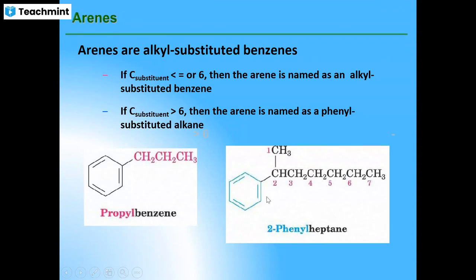Whenever benzene is used as a substituent, we use the prefix phenyl for benzene. At the second position it is bonded with the carbon in the heptane chain. So we directly indicate the position of that phenyl group in the heptane. So 2-phenyl heptane is the name of this compound.